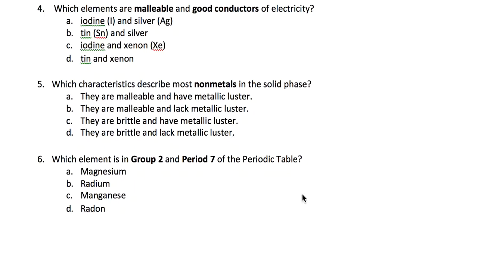Question 6. Which element is in group 2 and period 7 of the periodic table? A. Magnesium. B. Radium. C. Manganese. D. Radon.